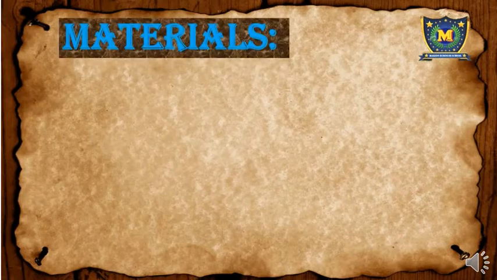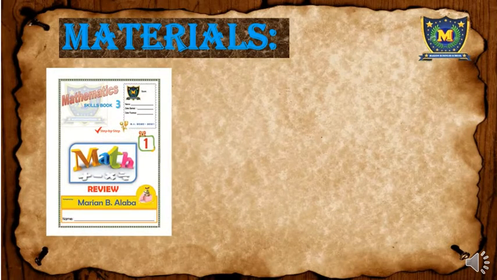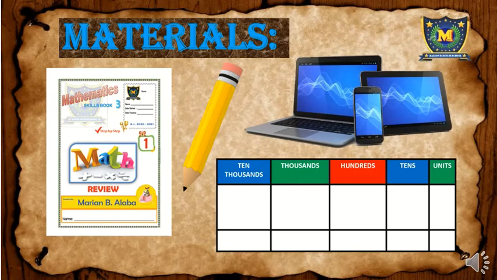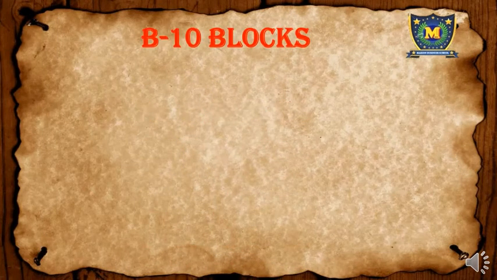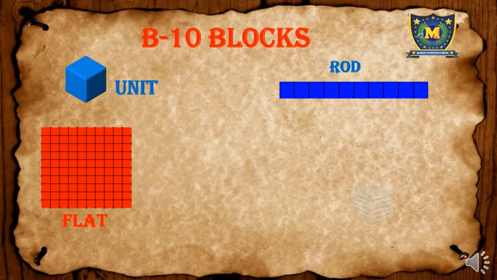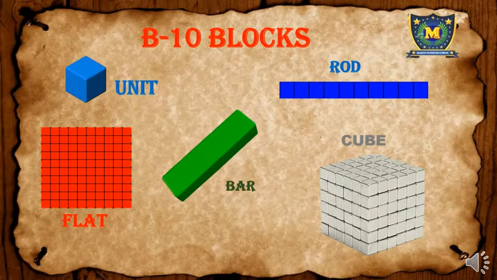Materials. These are the materials you need for this lesson. You need your Mathematics Skills Book 3, Set 1. And you also need the beaten board, a pencil, and either a laptop, cell phone, or a tablet. And you also need the beaten blocks. So you need a unit, a rod, a flat, a cube, and a bar.